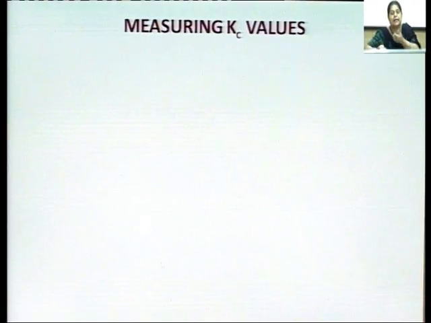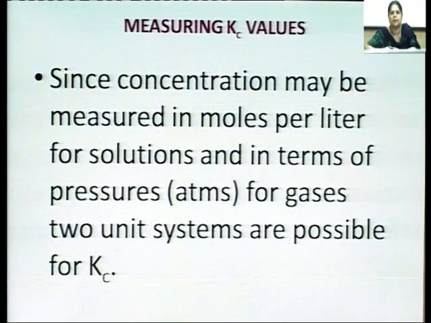Now, how can we measure Kc values, or the equilibrium constant values? There are basically two units, because we can measure the concentration either in moles per liter for solutions, or in terms of pressure for gases. If we have a homogeneous system in which all the reactants and products are present in the gaseous state, then we can use pressure, or atmospheres, for the concentration. It means there are two unit systems possible for measuring the values of the equilibrium constant.